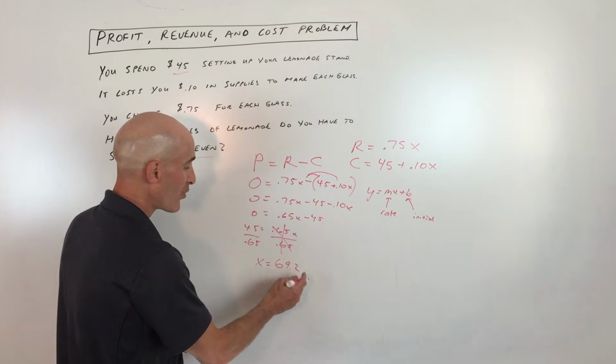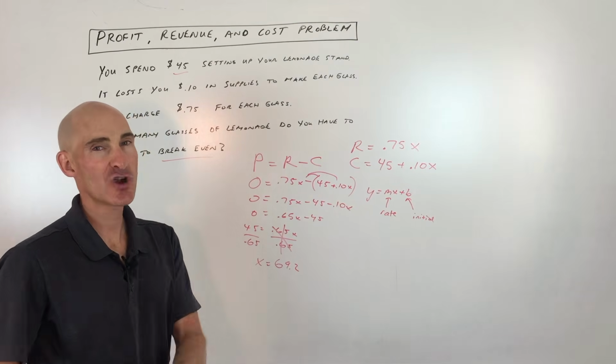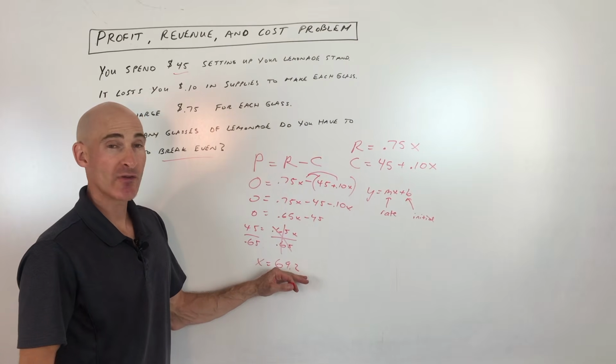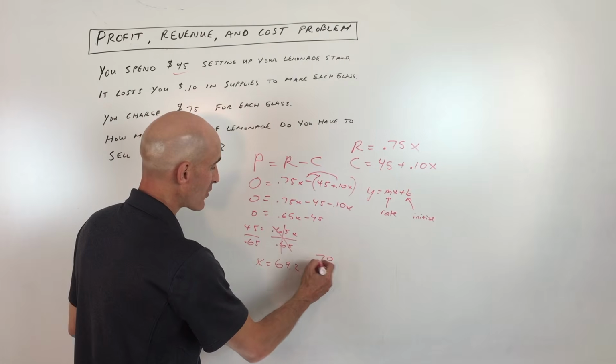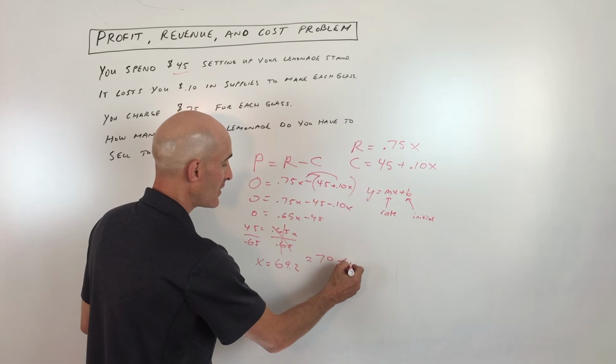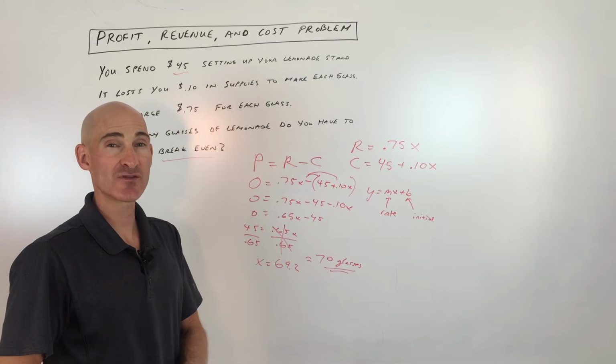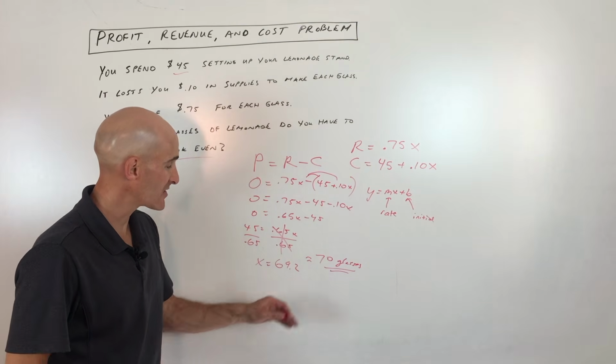Can you sell 0.2 glasses of lemonade? Probably not. So really, to reach that break-even point, we're going to round this up to 70 glasses, approximately 70 glasses of lemonade until you reach your break-even point. After that, you're going to become profitable when you sell that 71st glass, 72nd glass, etc.